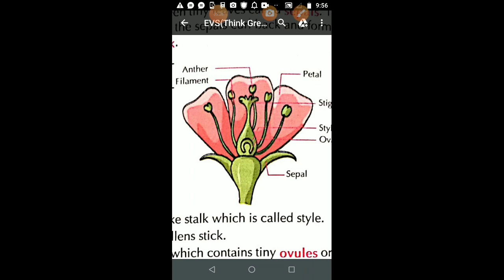Now student, understand again. Yesterday I told you to take one rough copy with you. Is it clear? So when you draw the pictures of the flower, and after that label the flower, and then write the function of all parts of the flower, your concepts will be more clear.